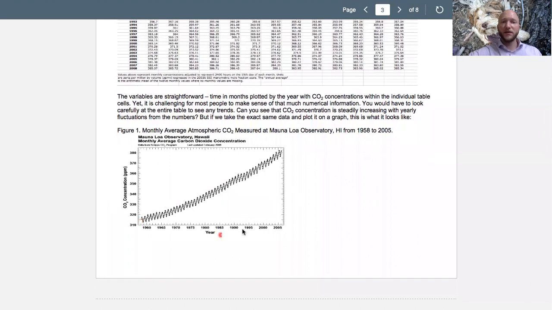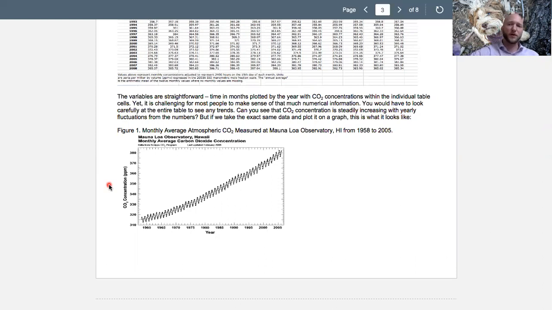Does this down here do a better job? Yeah, this line graph down here does a great job at showing how CO2 levels have consistently gone up since the 1960s. So that's why graphical displays of your data are very important. It's because they communicate information.